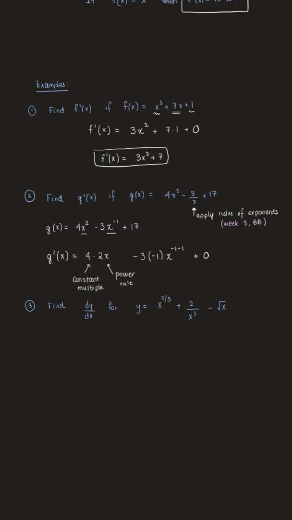So let's simplify this a little, or clean it up a little bit, so that g prime of x will be, our first term is 4 times 2x, so that gives us an 8x. Then negative 3 times negative 1 will be plus 3x to the negative 2. And this is perfectly fine. You can also rewrite 3x to the negative 2 as 3 over x squared.